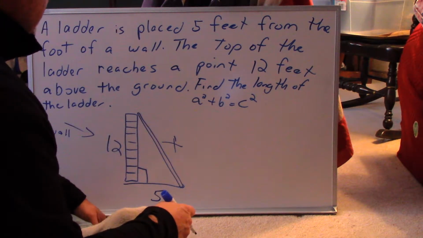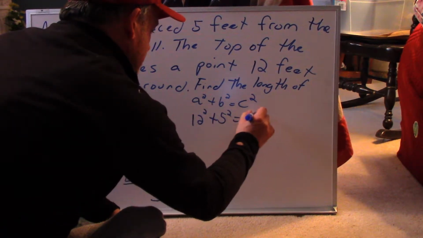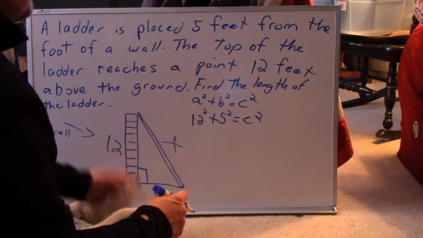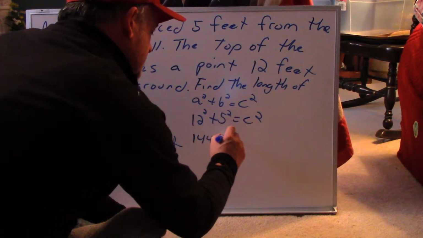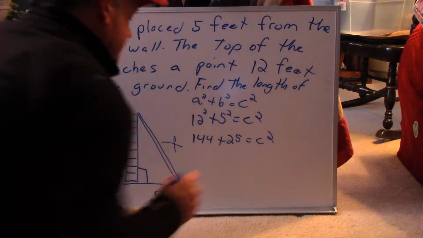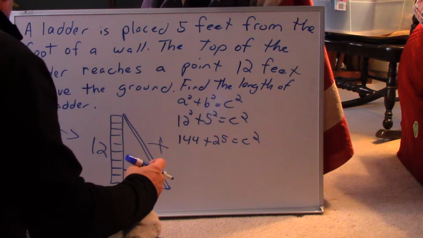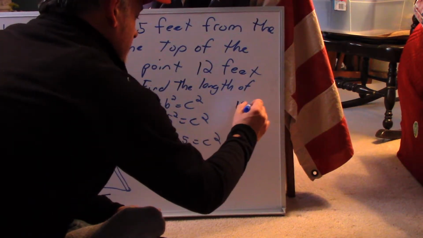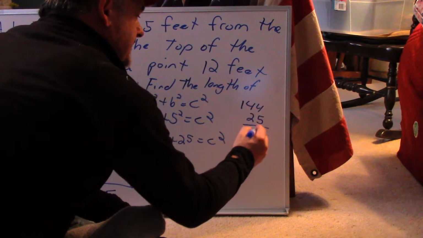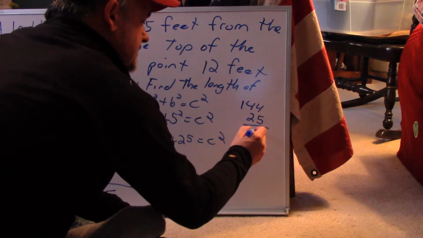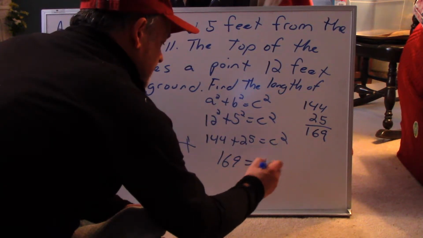Anyway, we have a squared, that's 12 squared, plus 5 squared equals c squared. So we're actually looking for the hypotenuse here. 12 squared is 144. You really should know that. Plus 5 squared, which is 25, equals c squared. Now, what's 144 plus 25? I can add it up over here for you. 5 and 4 is 9. 4 and 2 is 6 with a 1. 169.